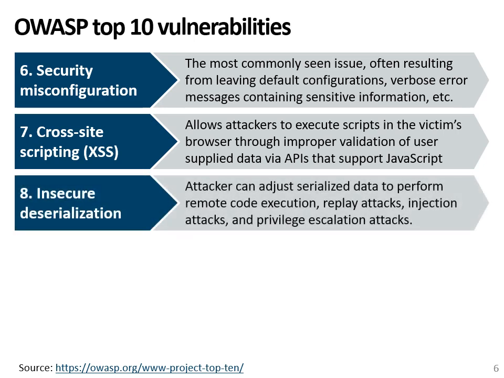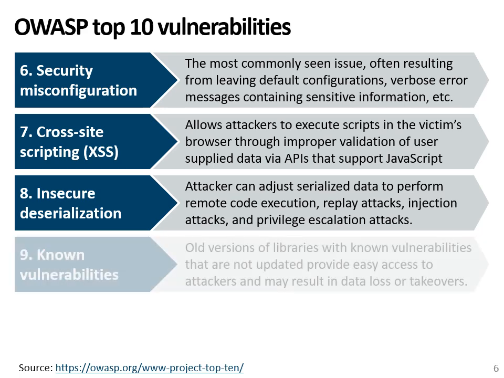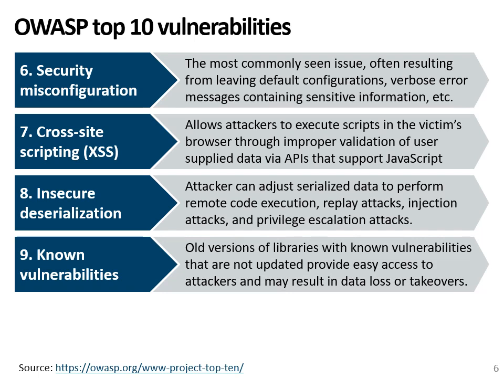Number 8 is insecure deserialization, where an attacker can adjust the serialized data to perform things such as remote code execution, replay attacks, injection attacks, and so on. Number 9 is known vulnerabilities due to the use of old versions of libraries. Think about, for example, the Heartbleed bug that was present in older OpenSSL versions, and could be exploited by attackers if the library is not updated when the vulnerability is discovered.